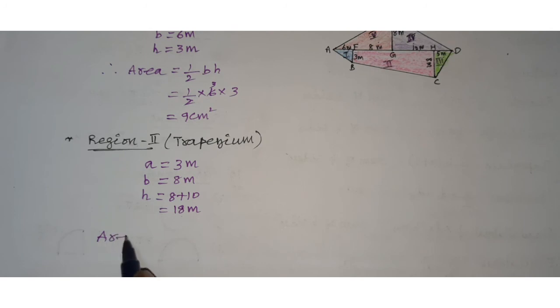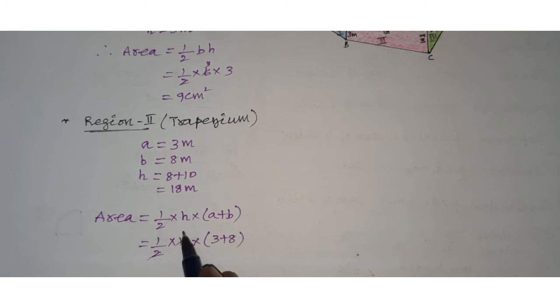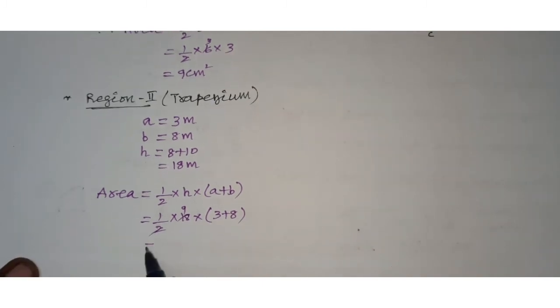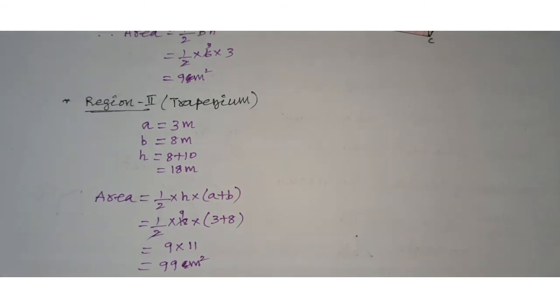So find the area. Area equal to 1 by 2 into h into a plus b. So put all the values. 1 by 2 into height 18 into a plus b, 3 plus 8. Now 2 ones are 2, 9s are 9. So 9 into 3 plus 8, 11. So 99 square meter. This is meter, so all the area is meter square only. Okay. So second region also over.